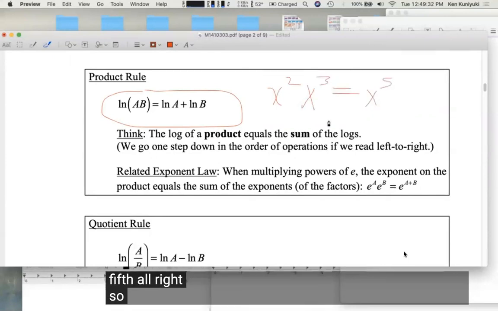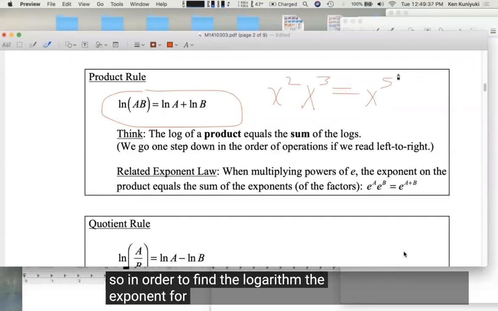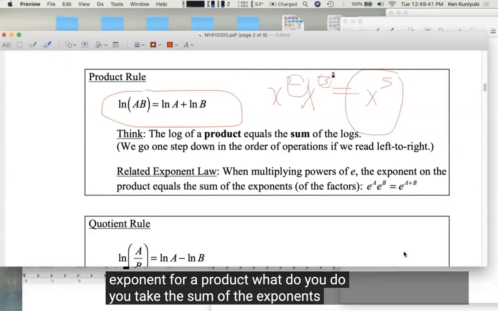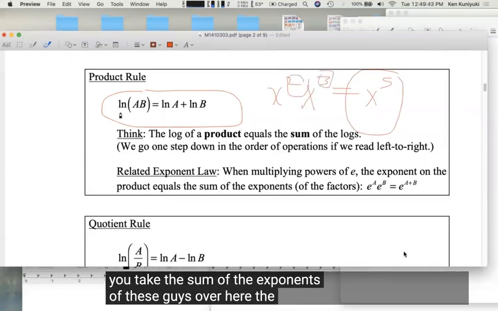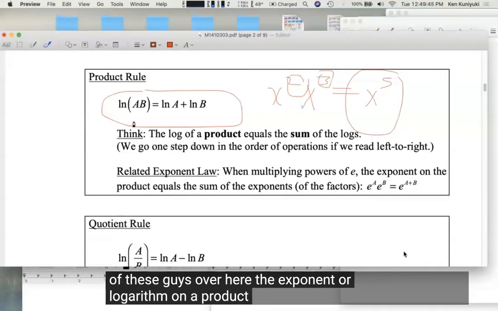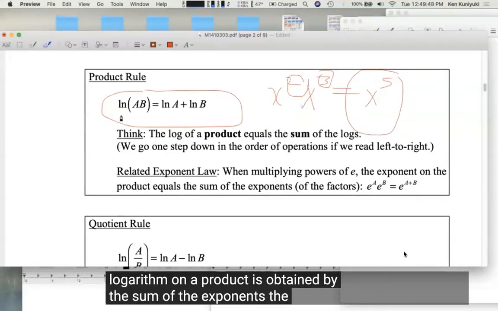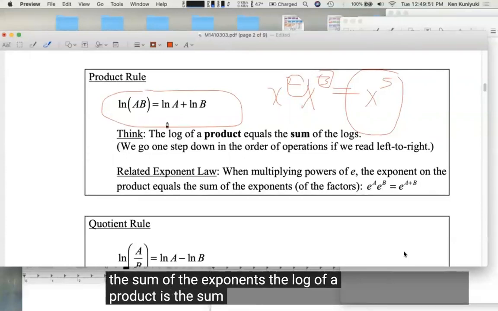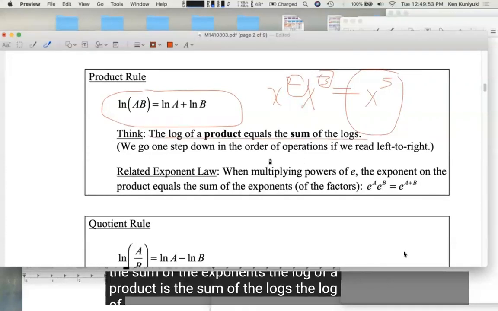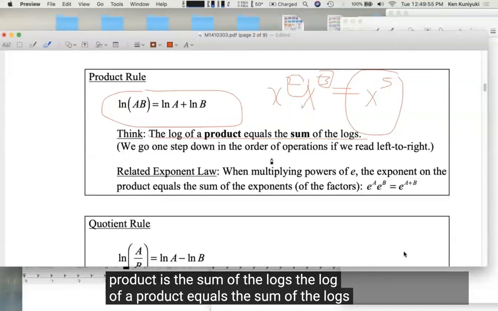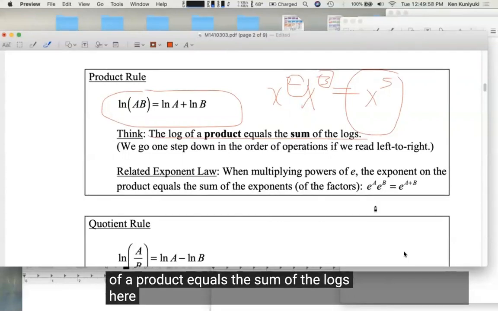All right, so in order to find the logarithm, the exponent, for a product, what do you do? You take the sum of the exponents of these guys over here. The exponent or logarithm on a product is obtained by the sum of the exponents. The log of a product is the sum of the logs. The log of a product equals the sum of the logs. Here I use powers of e.